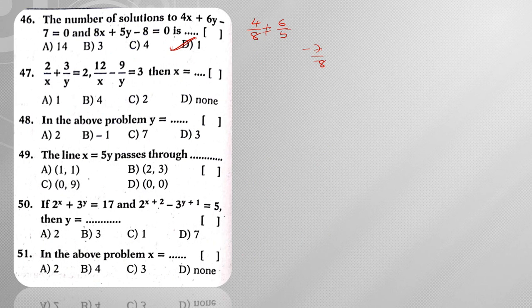Next, question number 47. So same, so already we have done, right? So consider 1 by x as a and 1 by y as b. Then I can write it as 2a + 3b = 2. So consider 1 by x is equal to a and 1 by y is equal to b. Then you get 2a + 3b = 2 and this 12a + 9b = 3.